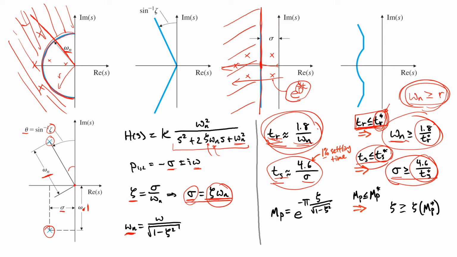Our final one that we can use is an overshoot criterion. If we want the overshoot to be less than some value, then given this number, we can go ahead and compute the zeta value that corresponds to that overshoot. And if we want the overshoot to be less than or equal to that, then ultimately our zeta value needs to be greater than or equal to some value.